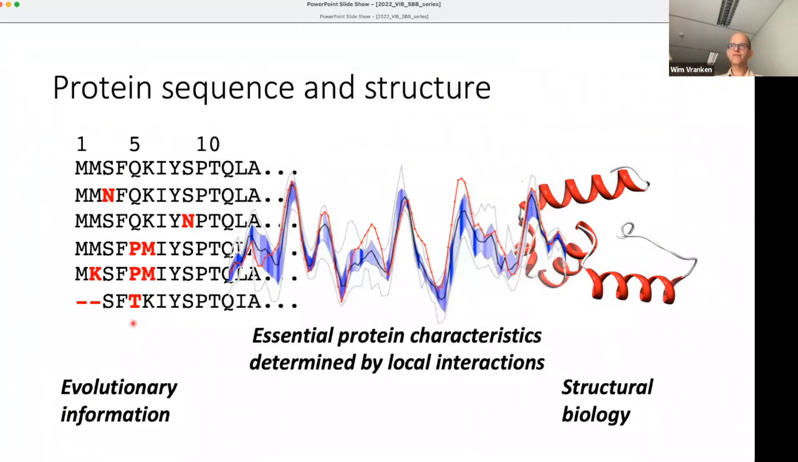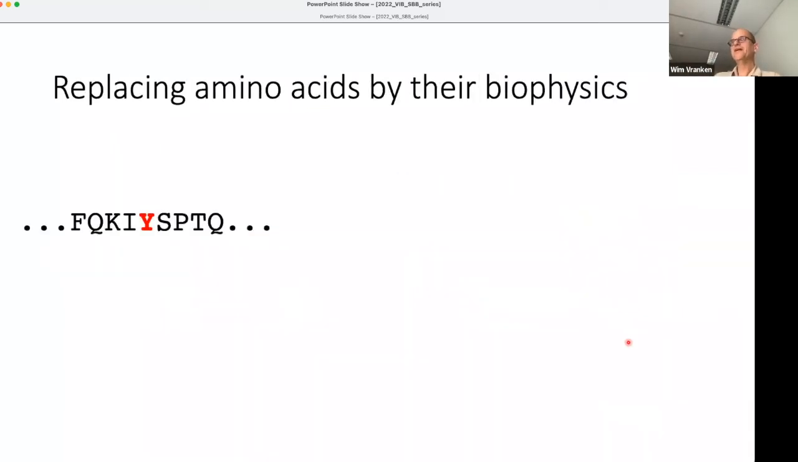And this is not something that you can directly get from evolutionary information, nor from the final models in structural biology. Of course, you could do NMR experiments and everything, but when I say structural biology, I mean the final folded structures. So the concept then that we have now is that you can replace amino acids by their biophysics.